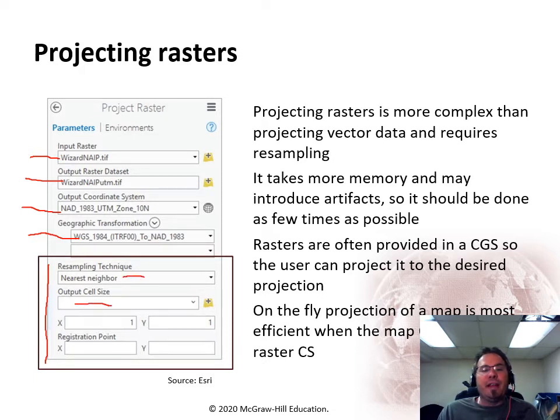This is nearest neighbor, so I would use that if I'm using a discrete raster, or I would use the drop-down menu here and change it to bilinear or cubic convolution.